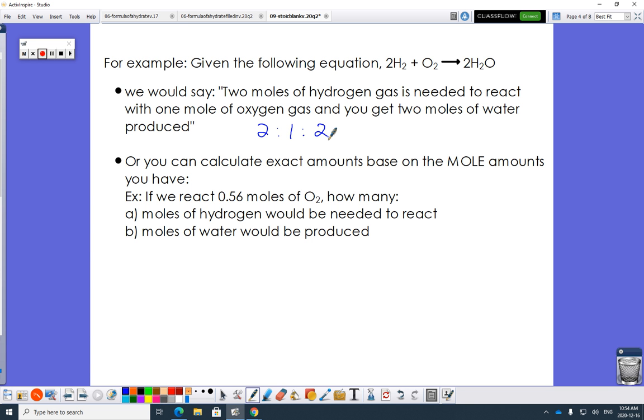Okay, so we are given, it says, if we react 0.56 moles of oxygen, how many moles of hydrogen would be needed to react? That's strange English. So we can use it to predict how much hydrogen we need, and then you can also use that same mole amount to predict how much water will be produced. So that's why stoichiometry is so useful. You can compare it to what you're given, one thing, and find information about the other reactants and the other products. Okay?